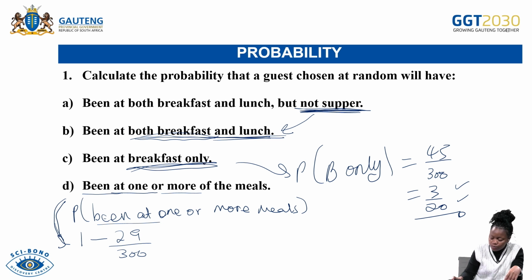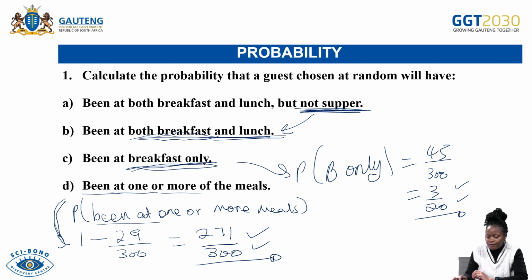So when you put that in a calculator, 1 minus 29 all over 300 is going to give you 271 all over the 300. Then you get your full marks. Yeah?